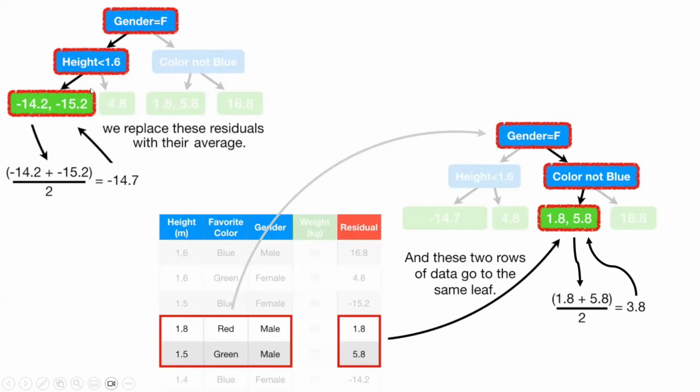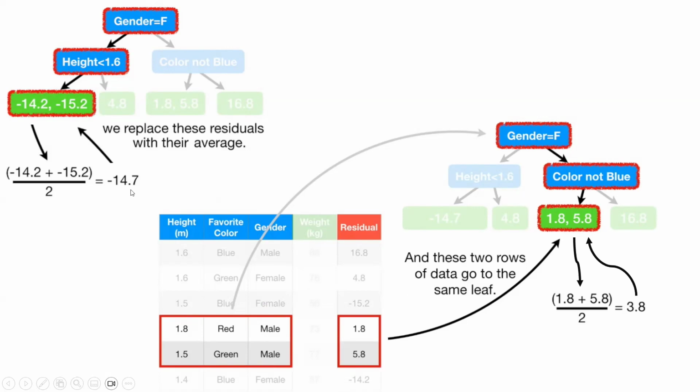Now the next step, what we do is we replace the residuals with their average when multiple records are coming down to one leaf. If you look at this, these two records are coming to this particular leaf. What you do is you come up with the average of these two records. That will be the value of that particular leaf. Similarly for this leaf, you take the average of these two values, the residuals coming up here.